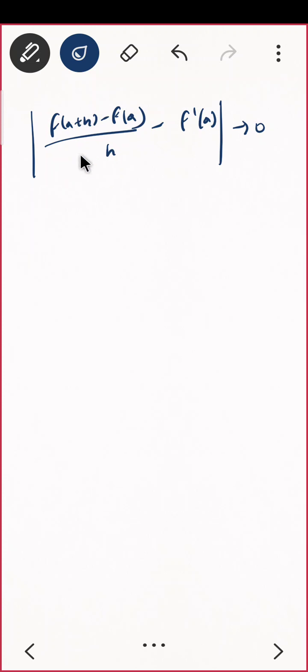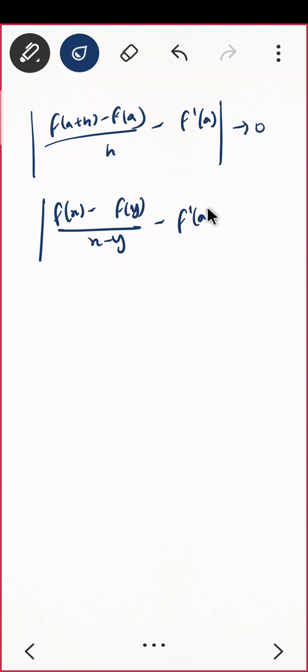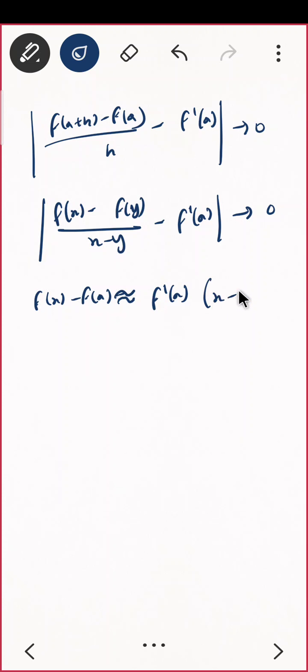Or if you don't like this definition, then you have another definition, that is f of x minus f of y upon x minus y minus f dash of e, that should tend to 0, correct? So this was the definition of your differentiability, correct? But what do you mean by that? अगर हम लोग ने इसका दूसरा definition दिया, the meaning of this is f of x minus f of e equal to f dash of e into approximate. If I approximate this as, then this is f dash of e into x minus y.